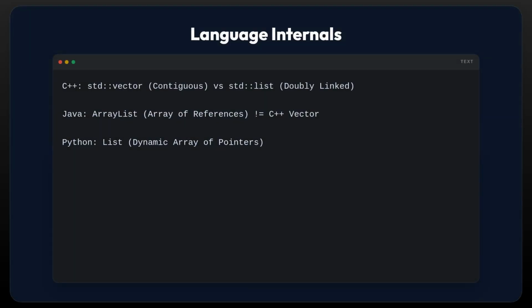In C++, vectors are truly contiguous blocks of data. In Java, an array list is actually an array of references to objects, adding a layer of indirection. And in Python, the standard list is a misnomer. It is technically a dynamic array of pointers, not a linked list.